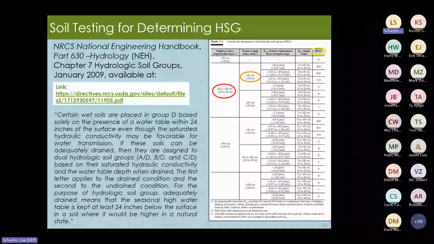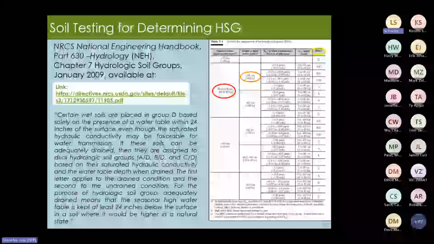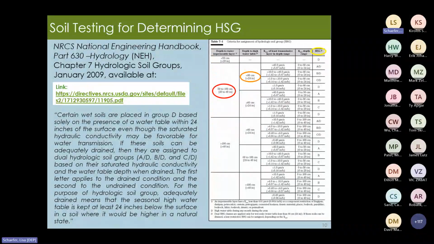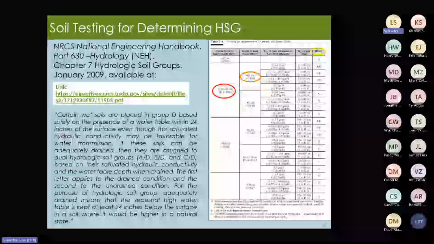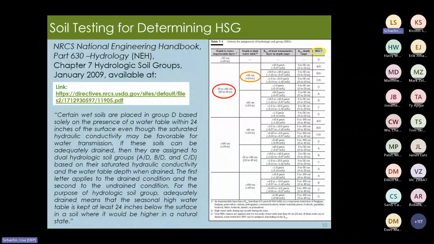The first letter applies to the drained condition and the second to the undrained condition. So for the purpose of hydrologic soil group, adequately drained means that the seasonal high water table is kept at least 24 inches below the surface in a soil where it would be higher in a natural state. The HSG designation is in the right-hand column of this table.